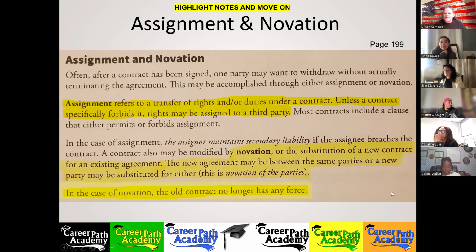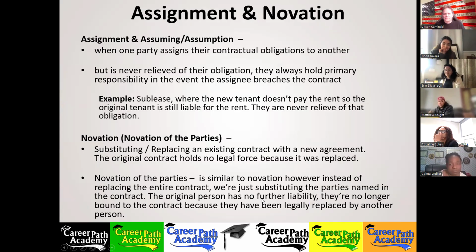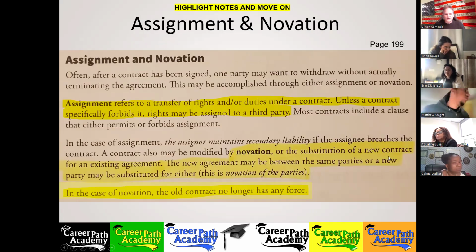So, everybody got that? These great definitions here? Or do you think my definition explains novation a little bit clearer? Substituting or replacing an existing contract with a new agreement. Their way of writing that is substitution of a new contract for an existing agreement. The new agreement may be between the same parties, or a new party may be substituted for either. It's like they're giving you brain teasers in order to read the statement that you need to study.